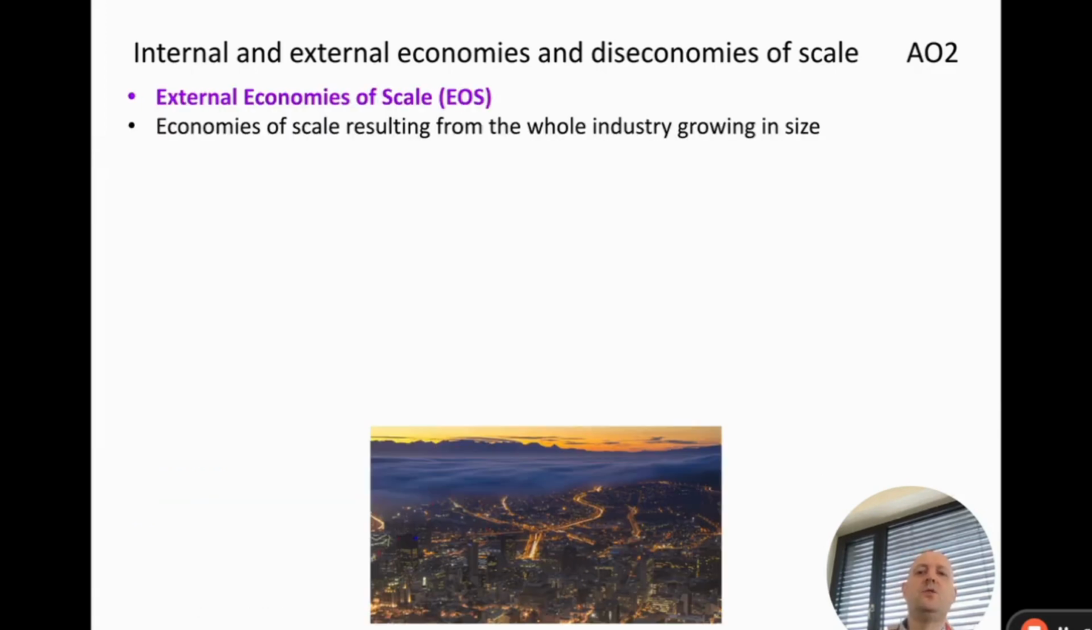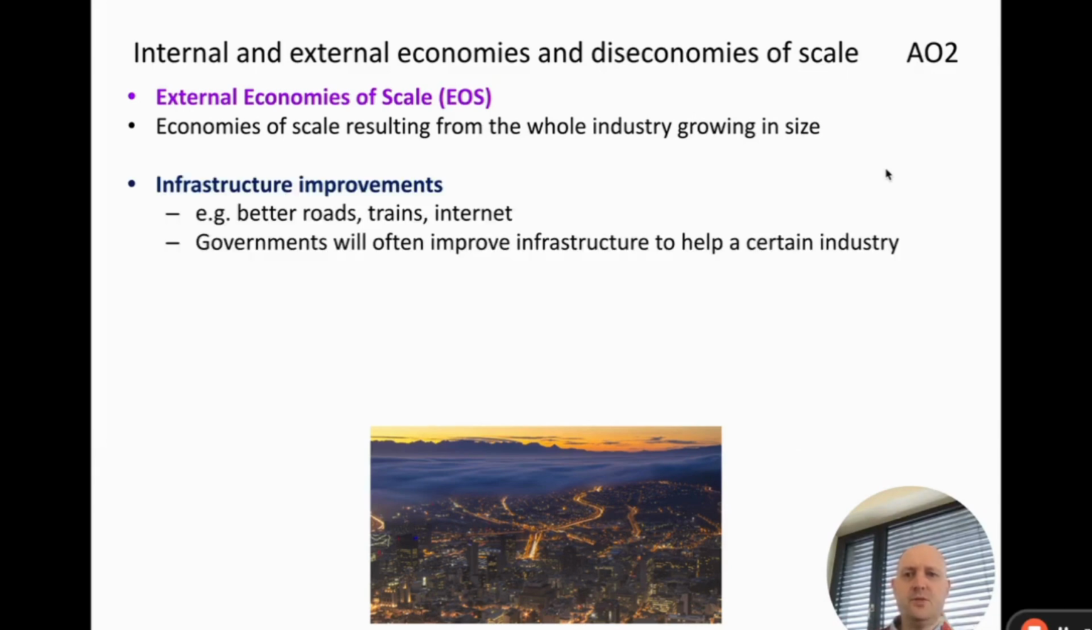Okay, next we've got something called external economies of scale. And these are economies of scale that result from outside the business. Specifically, they come from the fact that the whole industry is growing in size. So the first one is called infrastructure improvements. So infrastructure is things like roads, trains, internet, things like that. And so often what might happen is that if an industry is growing, then maybe the government may help to improve infrastructure in order to help a certain industry.